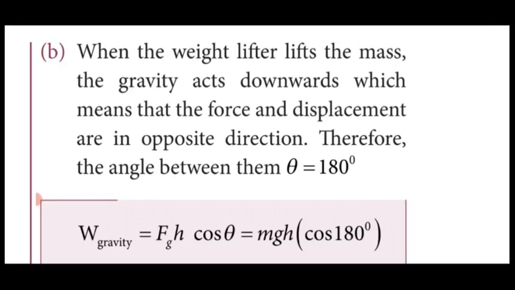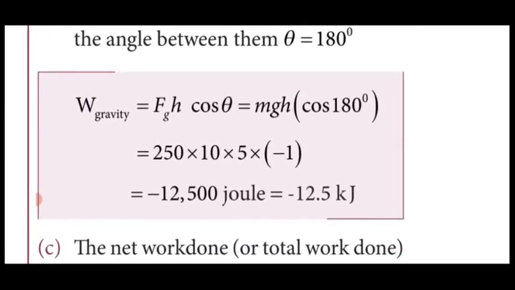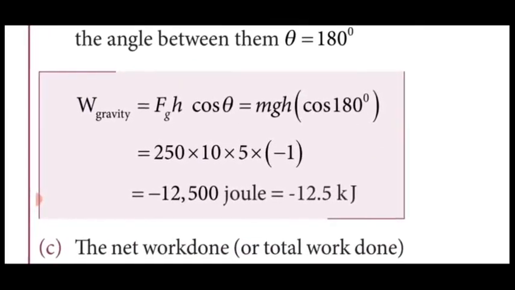And in the next case, when the weightlifter lifts the mass, gravity acts downwards, which means the force and displacement are in the opposite direction. The first case was all in the same direction, now the two are in opposite directions. Now the angle theta is 180 degree, so we are substituting this here. It is the same thing we did for the last example problem 4.4.